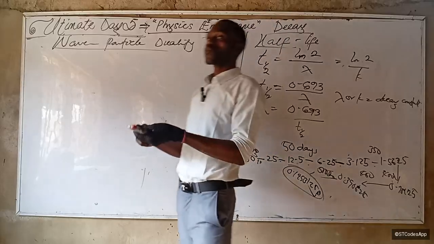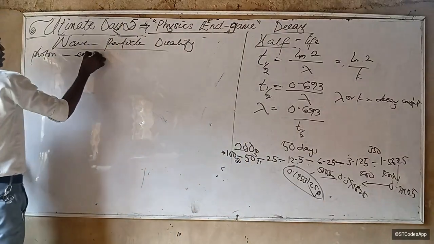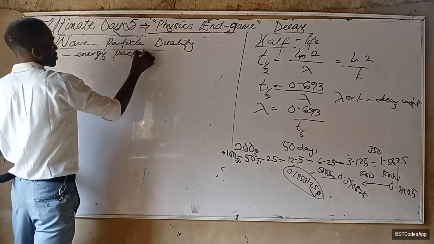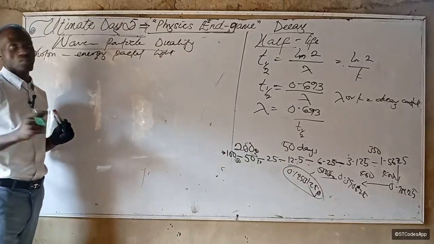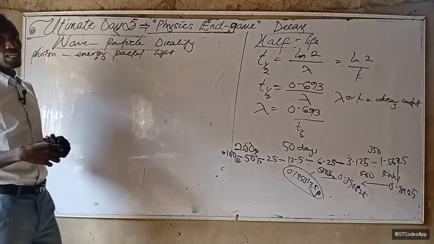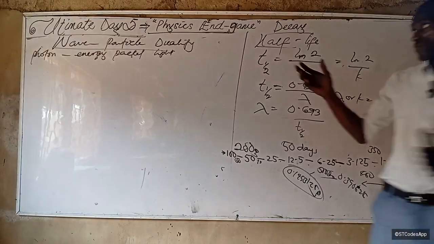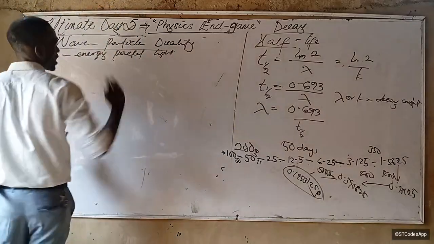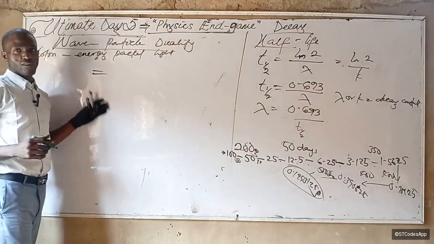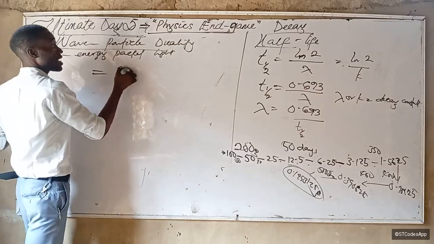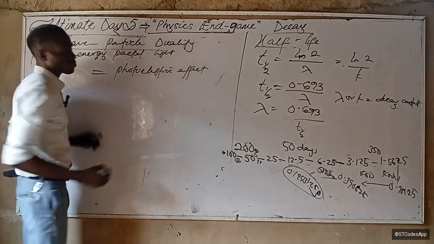In its particle nature, it takes what is called a photon, which is the energy packet of light, a quantum of light. Is that okay? So the theory of this wave particle duality could only be proven by about 3 or 4 phenomena. I can't remember all, but I remember the photoelectric effect.